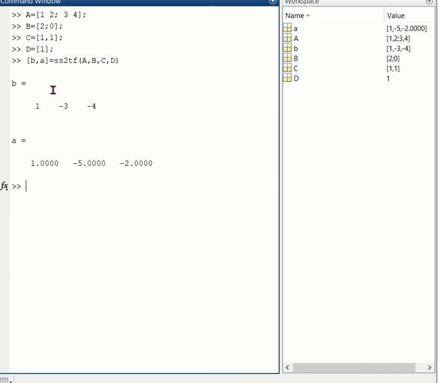So here we have the corresponding elements for the numerator, which comes under B, and for the denominator this is A.